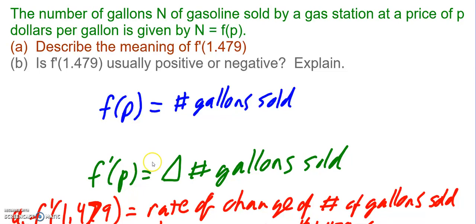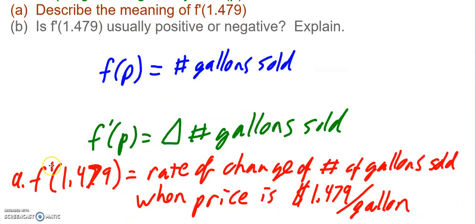Remember, a derivative is just a rate of change. It's the slope, right? So F prime of 1.479 is the rate of change of the number of gallons sold when the price is $1.479 per gallon. And don't think this is weird, because if you go to a gas station, they have 3 decimal places, and it always ends in 9. So think about this as saying how the number of gallons sold is changing based on the price. Now, the next part, and this part might be a little bit more difficult to think about.